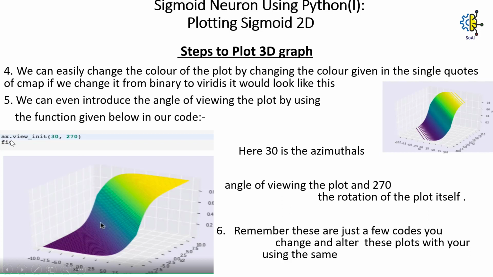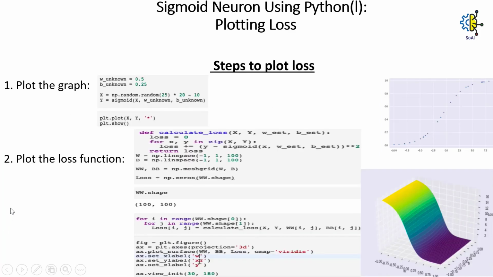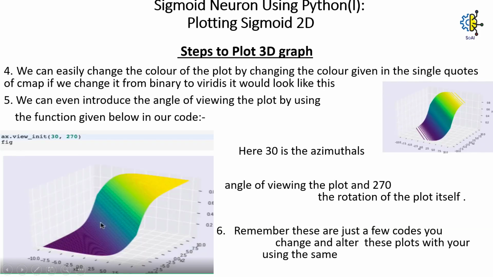And the function here is this ax.view_init function with parameters 30, 270. And when we write fig, it will plot this graph. You can see this is a 3-dimensional graph. Here 30 is the azimuthal angle of viewing the plot and 270 is the rotation of the plot itself. Remember, these are just a few codes you can change to alter these plots using the same.